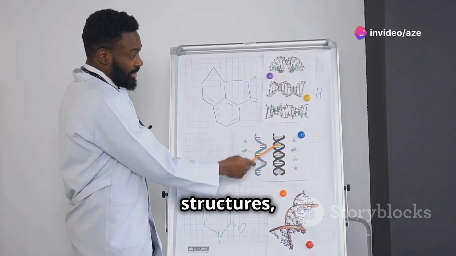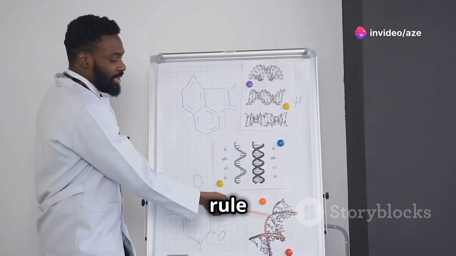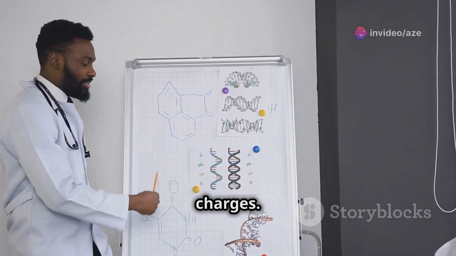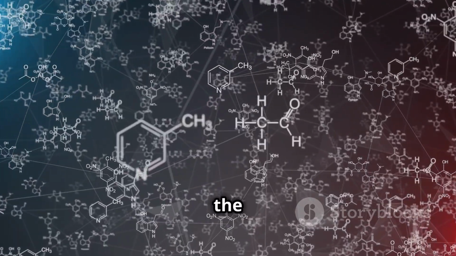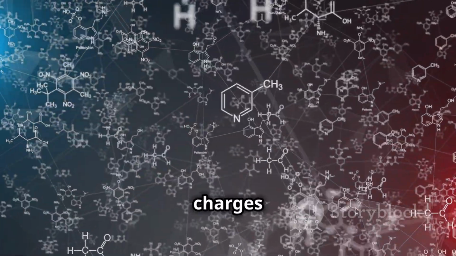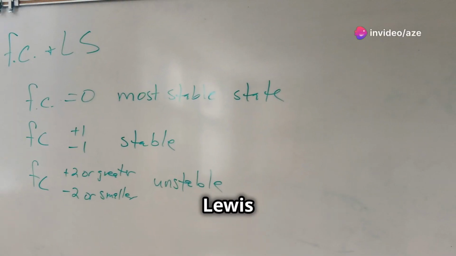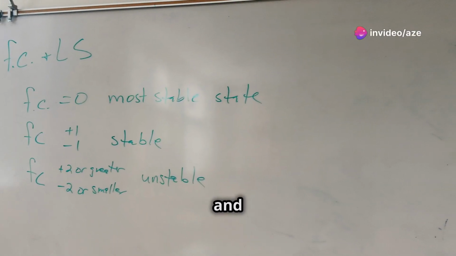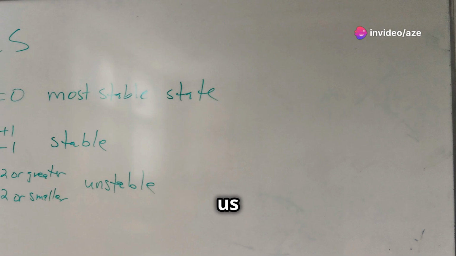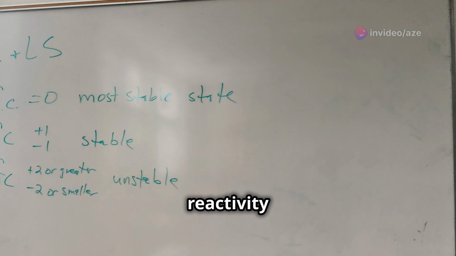When drawing Lewis structures, we aim to satisfy the octet rule for each atom while minimizing formal charges. Structures that follow the octet rule and have minimal formal charges are generally more stable. Understanding the relationship between Lewis structures, formal charge, and the octet rule allows us to predict the stability and reactivity of molecules.